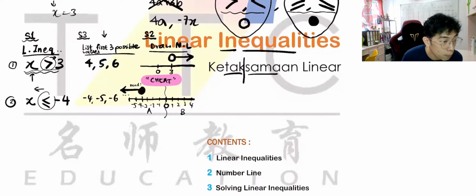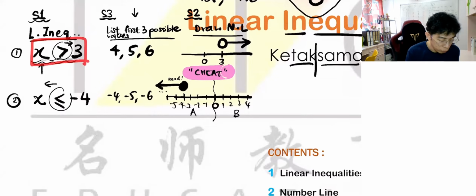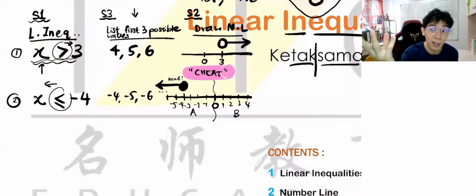Teacher, for number 2, why is the direction going left? Come, I tell you. Remember just now I said for the inequalities I provide, you have to make sure your x is on the left side, correct? So once you have this, can you see this arrow pointing that side? So you just put it over here, then you know where to read. Is that better? You get what I mean?